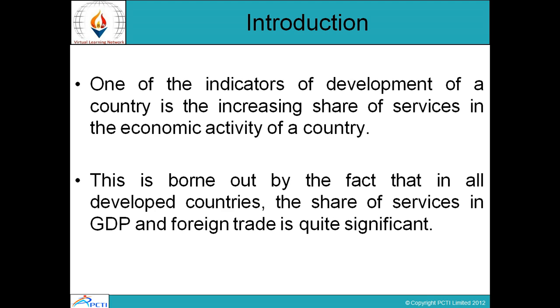This is also borne out of the fact that in all the developed countries, the share of services in GDP and foreign trade is very, very quite high. So when we talk in context of India, the share of India in world export of services is slightly more than 1% only. Here her comparative advantage has been established in several sectors.